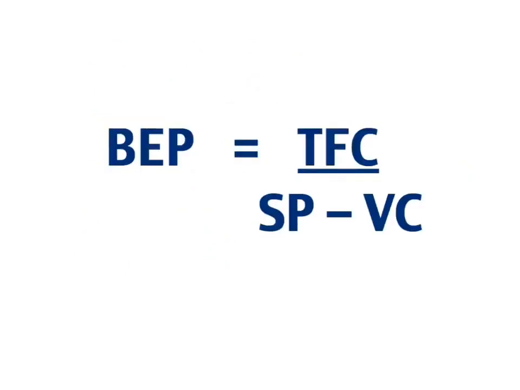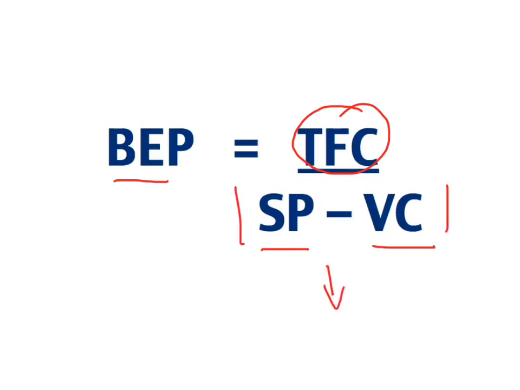So we can put this into an equation where the break-even point equals total fixed costs divided by the selling price minus the variable cost. So this selling price minus the variable cost, that's equal to how much profit you make on each unit. Okay, so profit per unit. That would give us the break-even point.